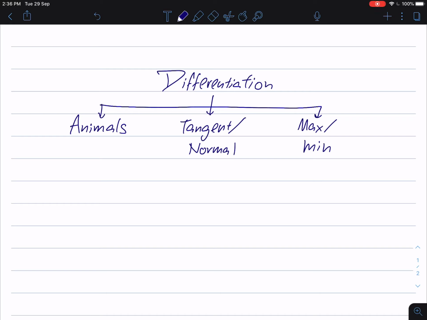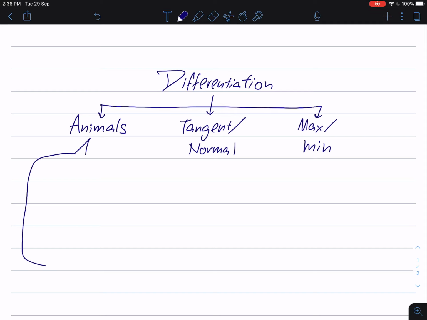Okay, this is for differentiation. In H1 Math, there are only 3 types of differentiation question. Your job is to recognize which question is what type when you see it. Observe, the 3 types are animals, tangent normal, and maxima minima. Alright, let's start off with animals.